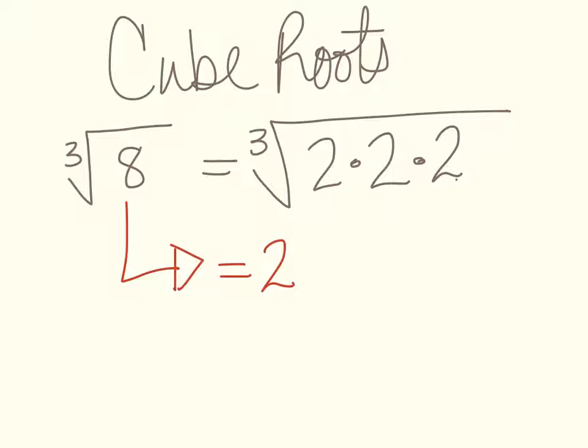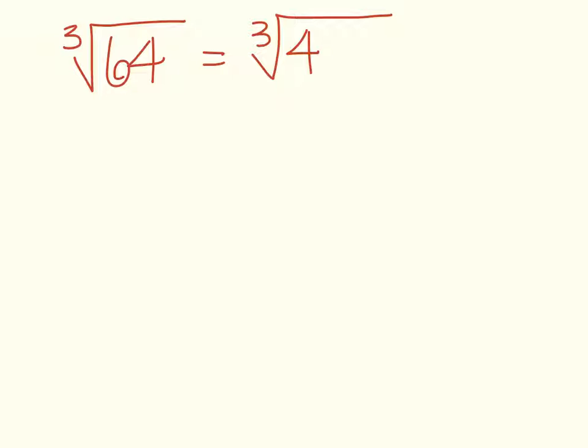So let's try a couple of these. How about the cube root of 64? Well, let's see. That's the same thing as 4 times 4, which is 16, times 4 more. So I know that the cube root of 64 equals 4.